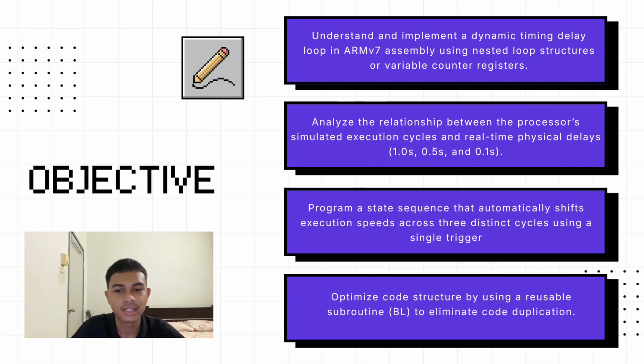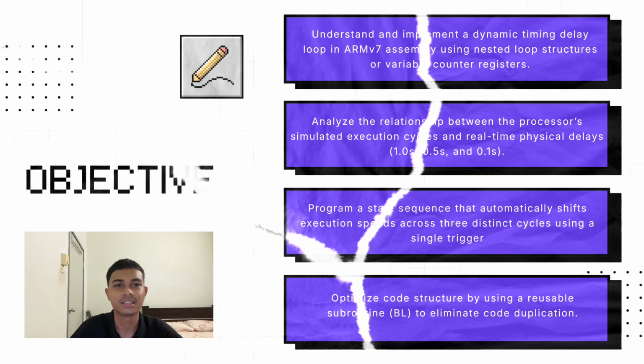registers. Second, analyze the relationship between the processor simulated execution cycles and real-time physical delays, which is 1 second, 0.5 second, and 0.1 second. Next, program a state sequence that automatically shifts execution speeds across 3 distinct cycles using a single trigger. And lastly, optimize code structure by using a reusable subroutine BL to eliminate code duplication.